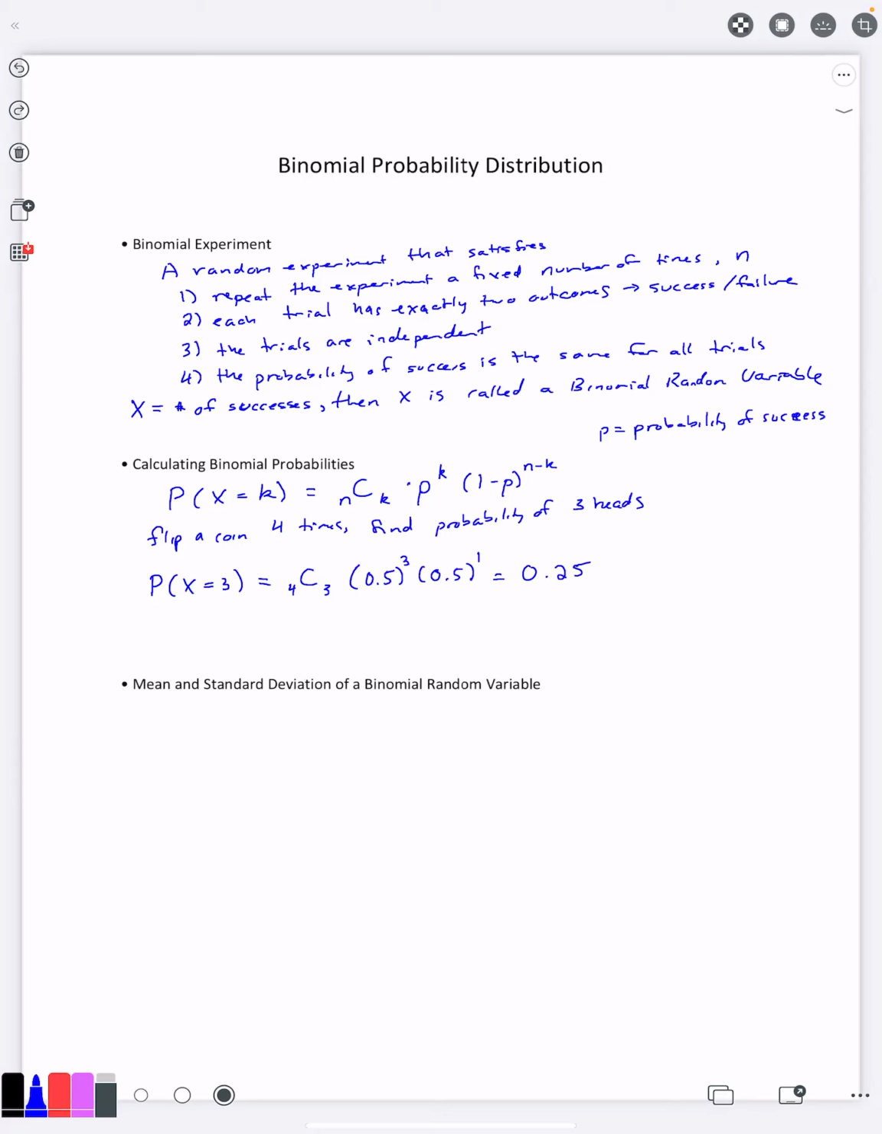Now in the previous video, we learned that if you ever have any discrete random variable, you can calculate the mean using this formula, and you can calculate the standard deviation using this kind of ugly formula here. And you could do that with the binomial random variable, and it would be a lot of work. I don't recommend doing that. However, it turns out there is a shortcut that only works for binomial random variables. And I can tell you what it is right now.